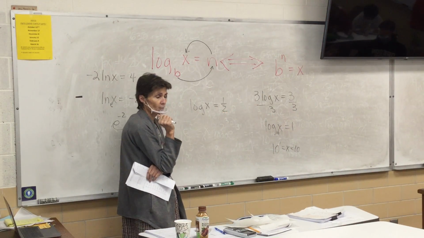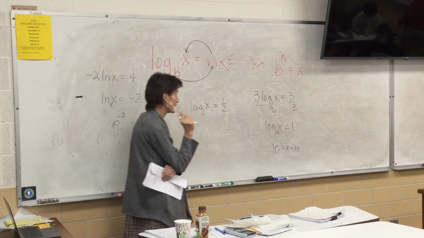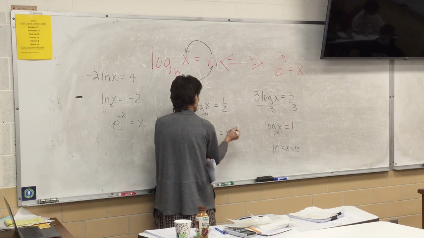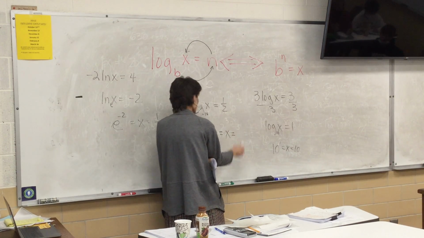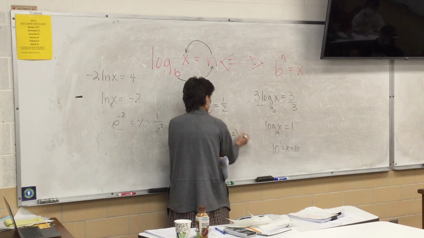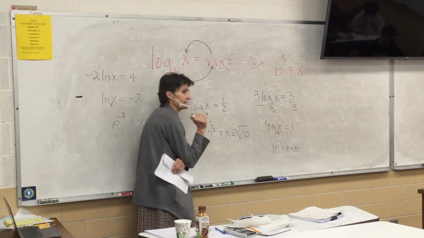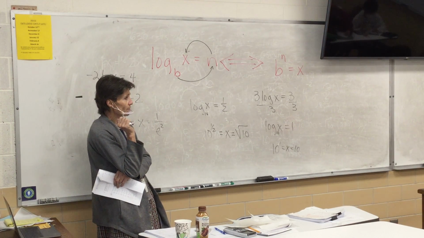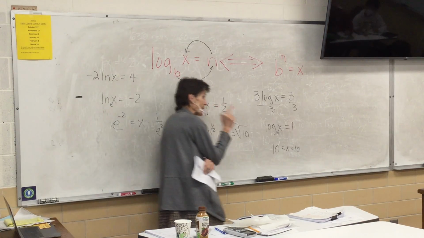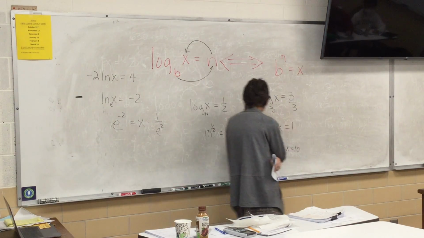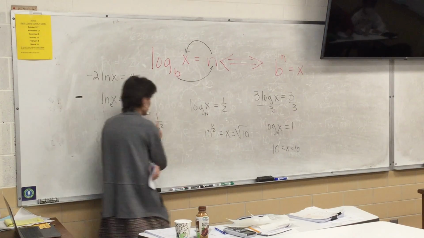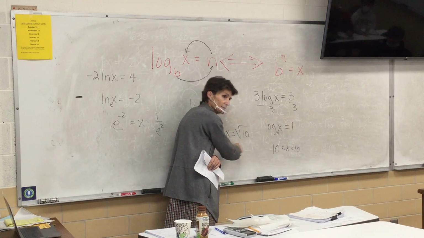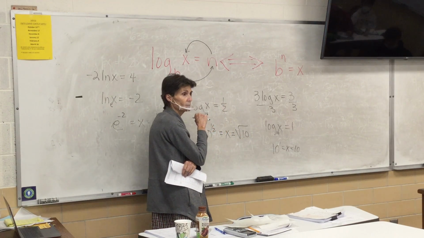What did you get for h? 10 to the 1/2. And what's another way of writing 10 to the 1/2? 10 squared. Not 10 squared. The square root of 10. Remember, negative exponents mean 1 over. Fractional exponents mean radicals.